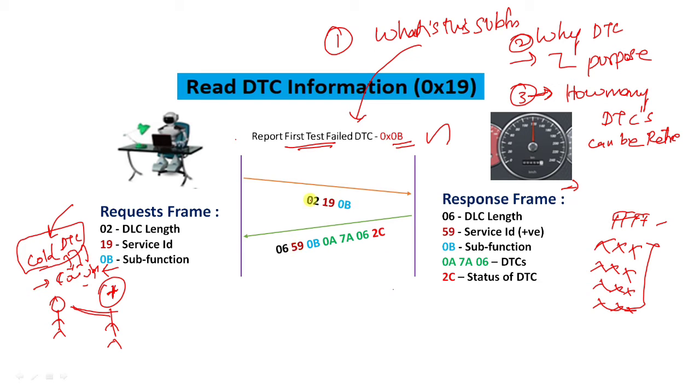Fine. So here the response will be the same. The PCI length, or DLC length, whatever you want to call it, is the protocol control information length. So you can call it anything. Then the subfunction positive response. Then subfunction 0b is the first failed DTC, and the status of the DTC.